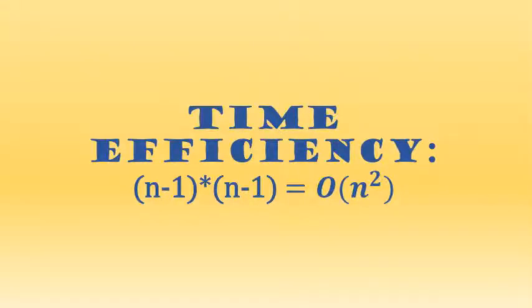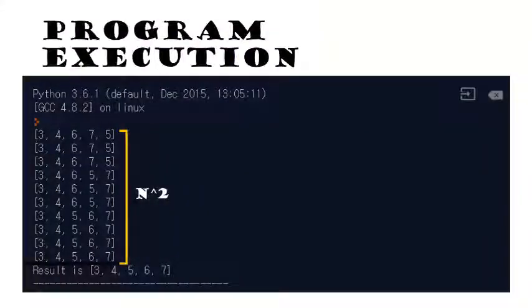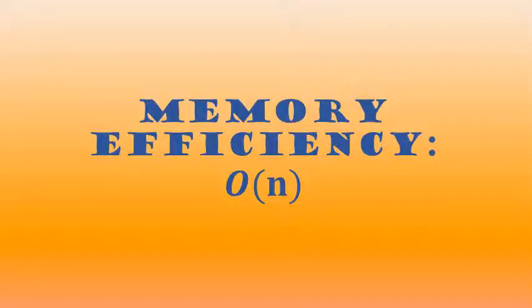So the time efficiency would be the product of n-1 and n-1, which is O(n squared) in big O notation. When I run the bubble sort with the previous example, the number of steps is n squared. The memory efficiency is O(n) for n inputs because it does not require additional memory space.